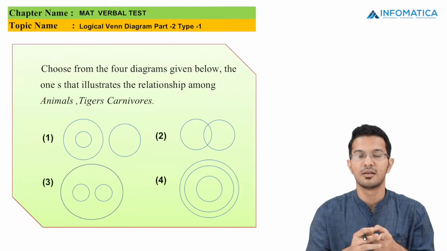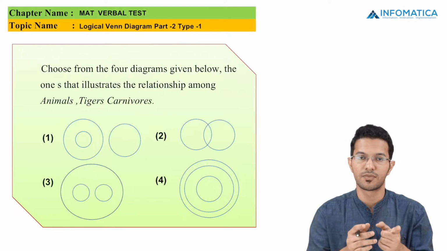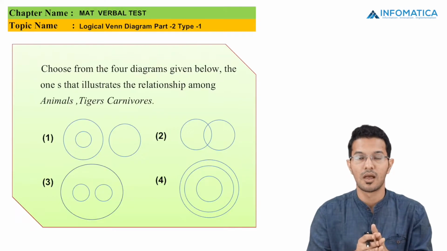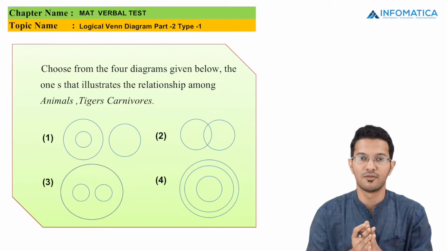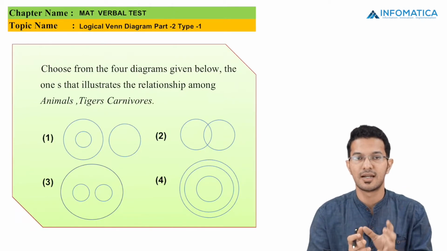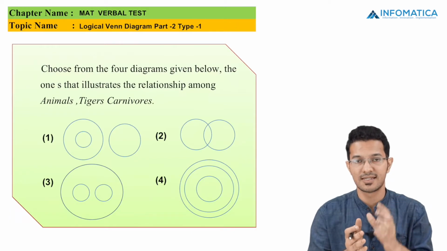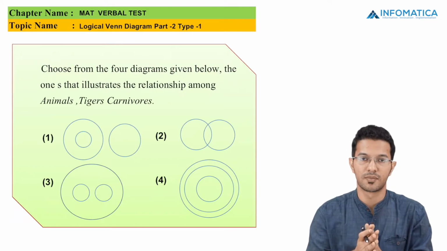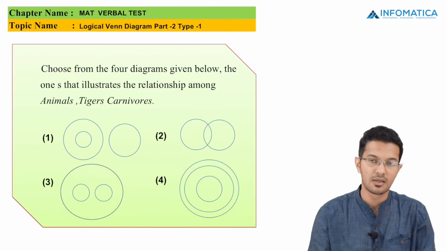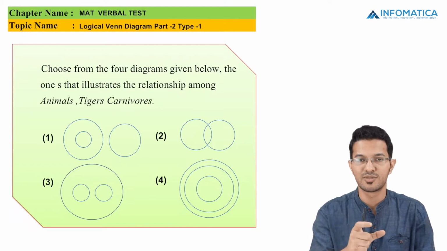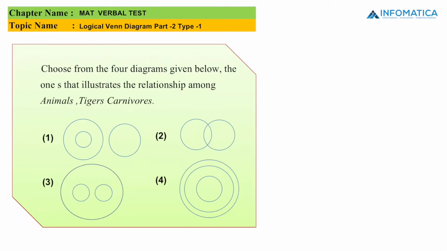So the bigger circle again will be consisting of animals because tiger is an animal, whereas the smaller circle will be consisting of carnivores. Why is that? Because tigers are animals and also they are carnivores. So from this I can definitely say that I should have a big circle, inside that I will have a smaller circle, whereas inside that I will be having a smallest circle. So let us check the options. If I look at option number 4, it is consisting of one bigger circle, one smaller circle and one smallest circle. So the answer to this question will be option 4.